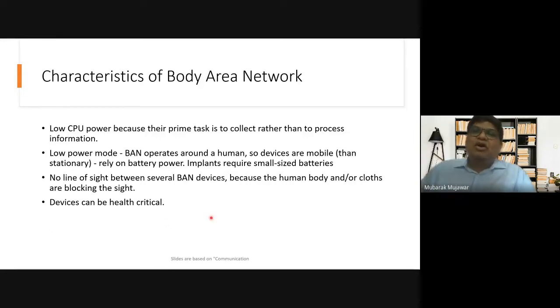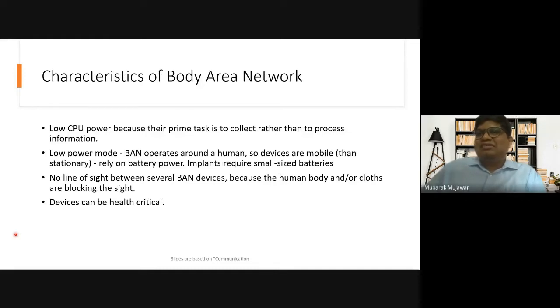And lastly, all these devices are health critical. For example, again, a pacemaker: if it is not working properly, then it might be a problem for the patient's health. Or if the Apple Watch or Fitbit is giving wrong information about your pulse rate, then it is again a problem. So these devices are health critical. They have to give proper information. They have to give timely information so that we can take immediate actions. So these are the characteristics of body area network.